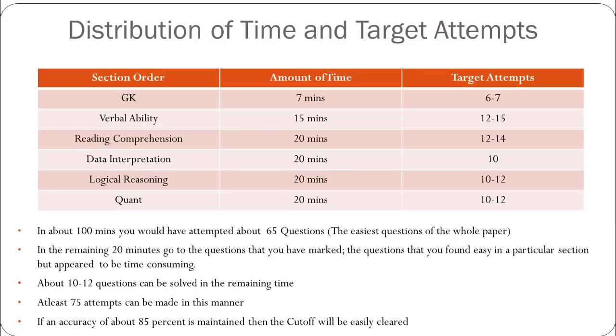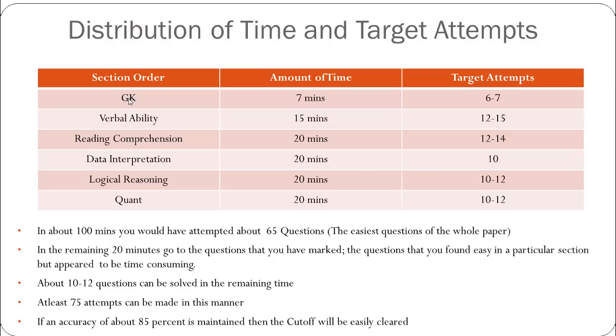Now let us look at the distribution of time. Since there are 120 minutes in which you will have to attempt about 120 to 125 questions, let's distribute the time accordingly so that we can achieve our sectional cutoff as well as maximize our score. IIFT does not have a standard format. So rather than looking at it as a 4-section paper of VARC, DILR, Quant and GK, let's look at it as a 6 subsection paper, and the order in which we're going to attempt the paper is as stated.